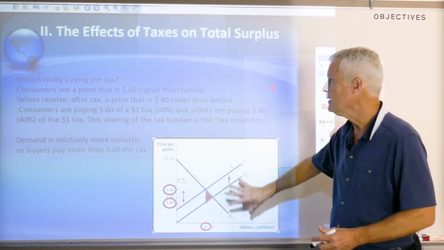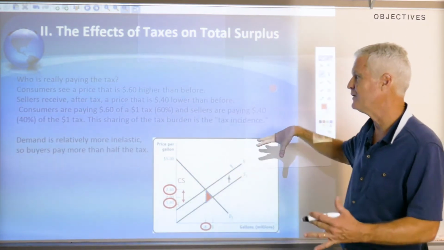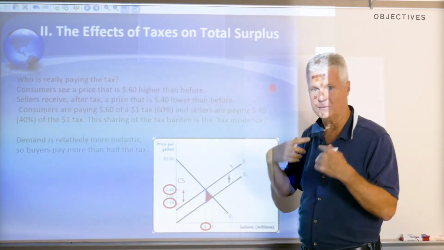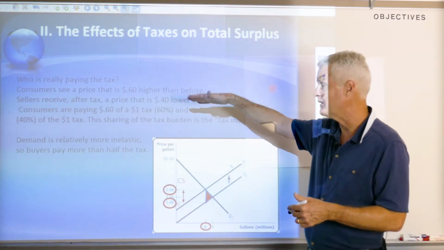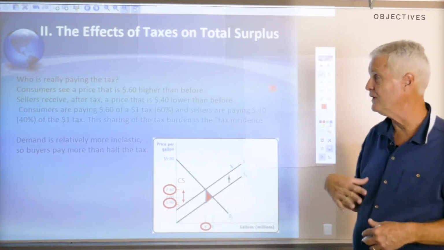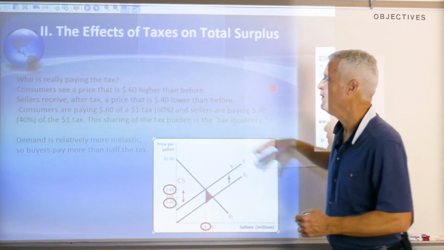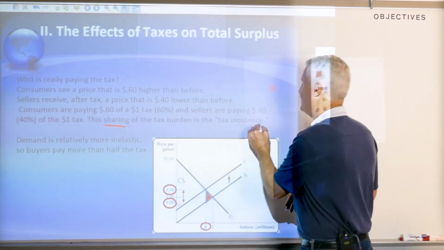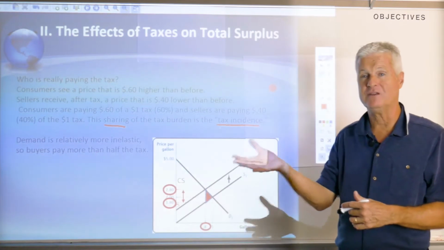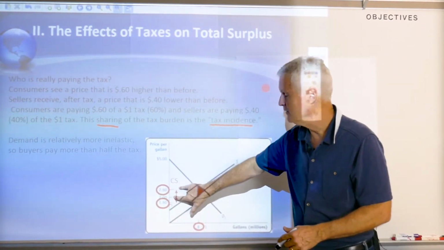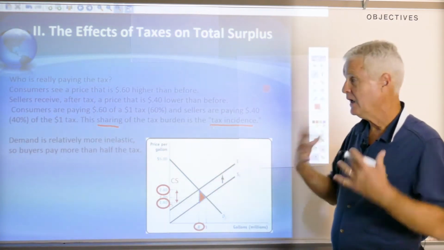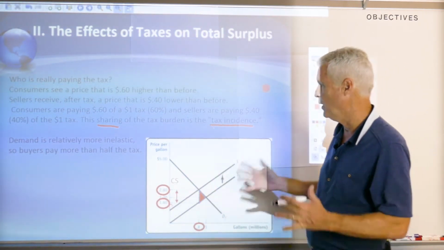Now, who's paying the tax? Here are our details, kind of what we just talked about a little bit. 60 cents by us, right? We were paying 2. Now we're paying $2.60. 40 cents by the sellers. They were receiving 2. Now they're only receiving $1.60. Okay? Now, the sharing is called the tax incidence. Okay? Write that down. Tax incidence. If you're asking about the tax incidence, it'll be 60 cents by consumers, 40 cents by producers. In other words, it's shared. It's not one or the other.